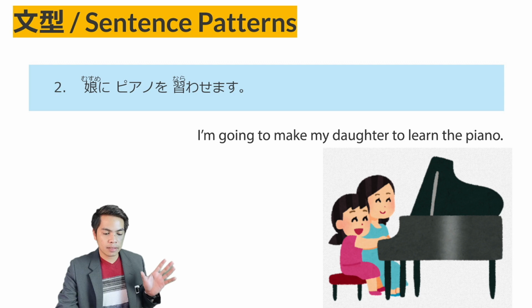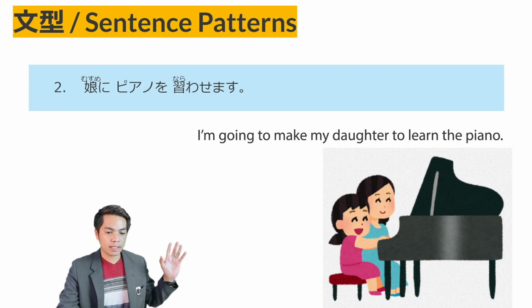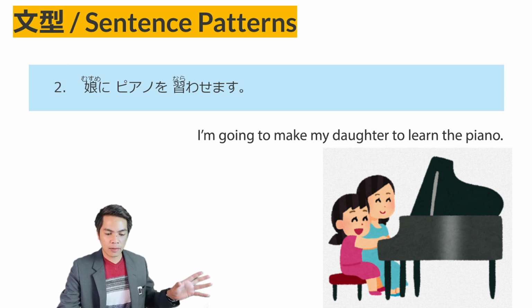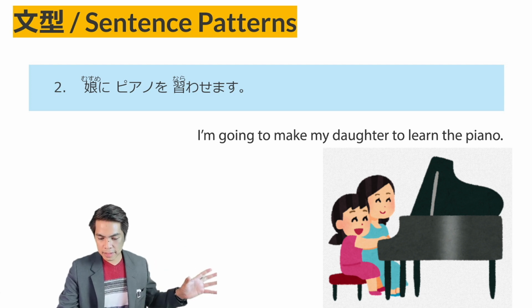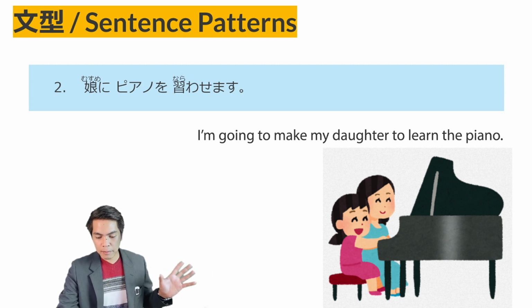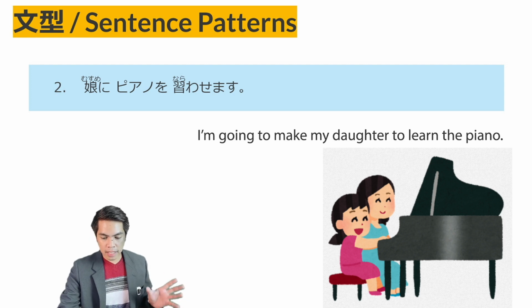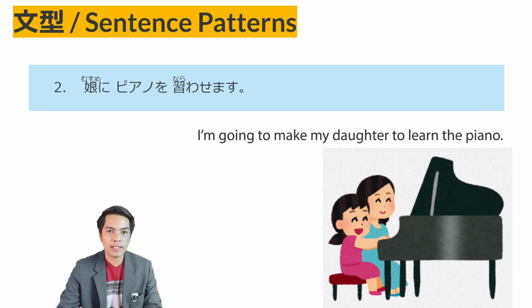Now, the subject, the musume, my daughter, will be marked with the particle ni. Okay? So, just remember, if the verb is a transitive verb, it has an object, then particle o. Piano o narawasemasu. So, the person or the subject will be marked with the particle ni. Musume ni piano o narawasemasu. I'm going to get my daughter to learn the piano. And now, let's look at some example sentences.